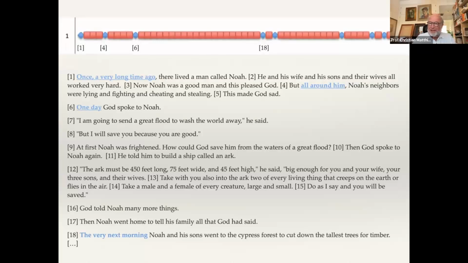If you look at the actual narrative, the beginning of the story, you see the first marked theme is once a very long time ago, setting the time period for the whole story. Then all around him, one day, introducing the first episode. So marked themes often have this function in narratives, okay? And then there is a long passage of unmarked themes, and then the very next morning in 18, a new episode introduced. So that's a good way of sensitizing students to the effect of selections in different systems in text.